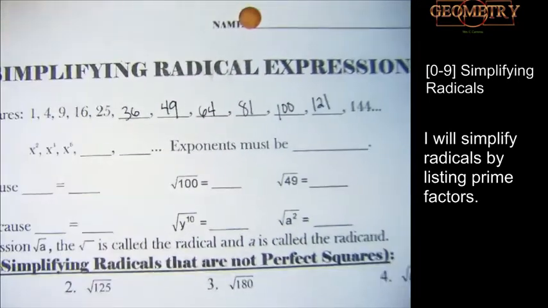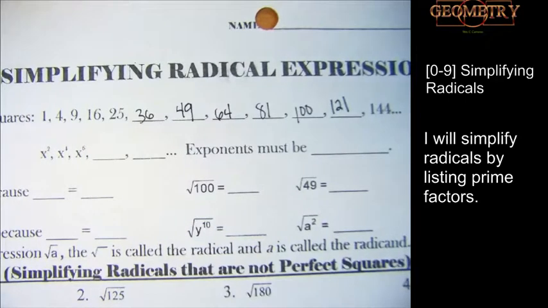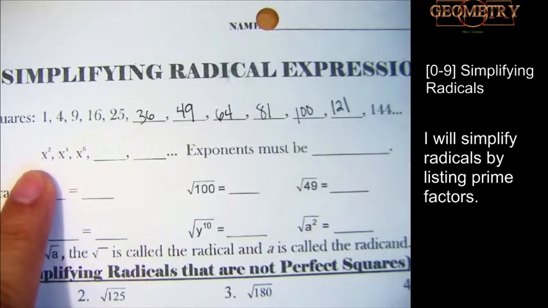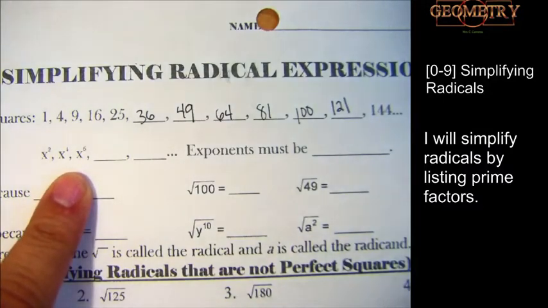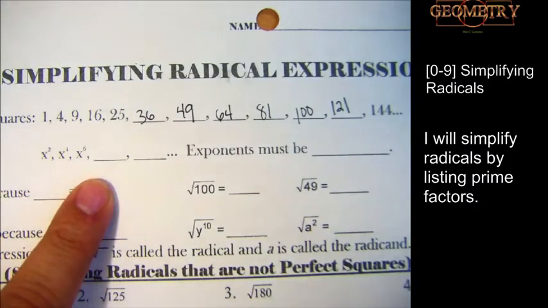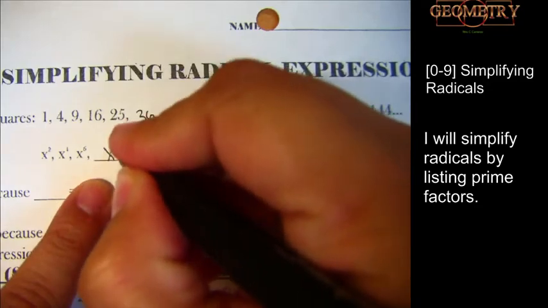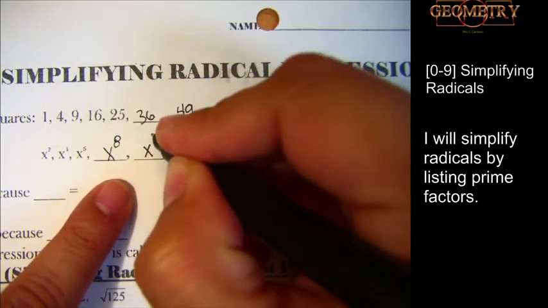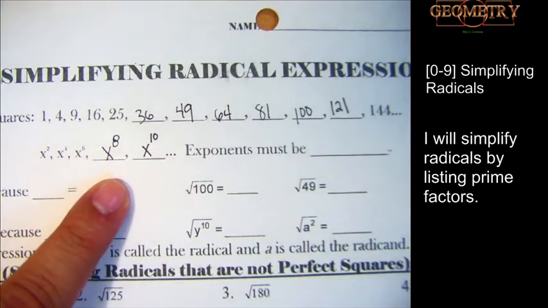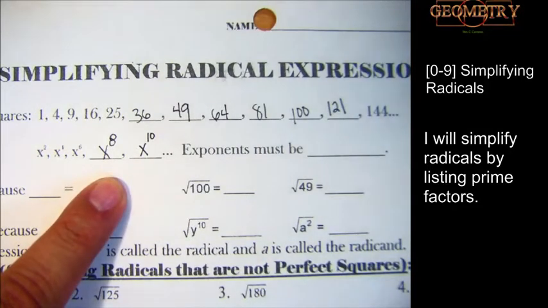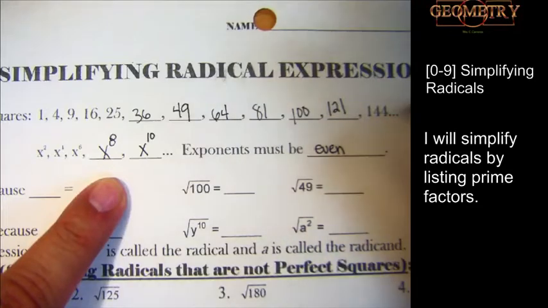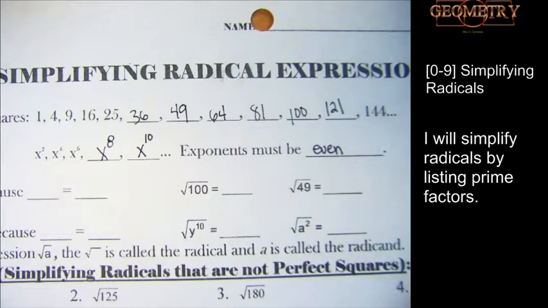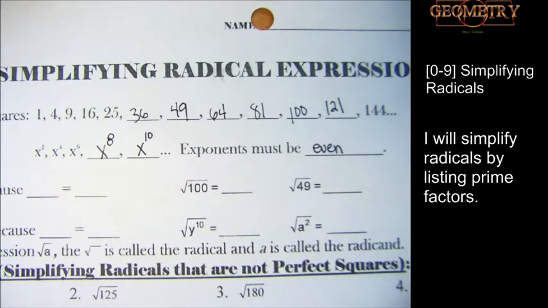Now, we did these with numbers, but we can also do them with things with exponents. Okay? x squared, x to the 4, x to the 6, x to the 8, x to the 10, because this is a pattern. Notice that when we're dealing with perfect squares with exponents, the exponents need to be even, so that we can divide them by 2.